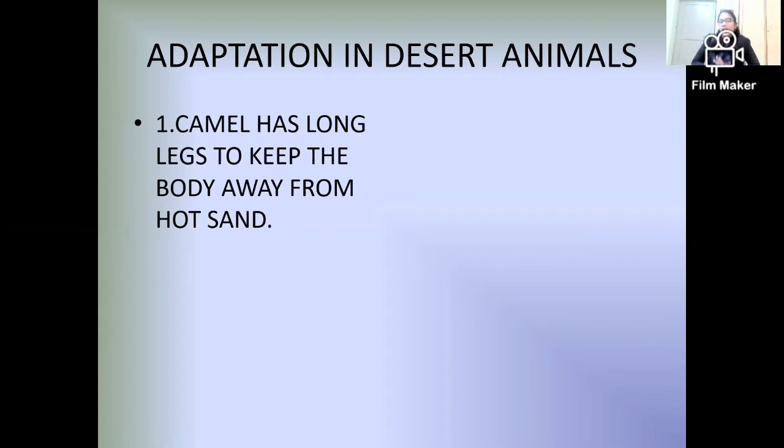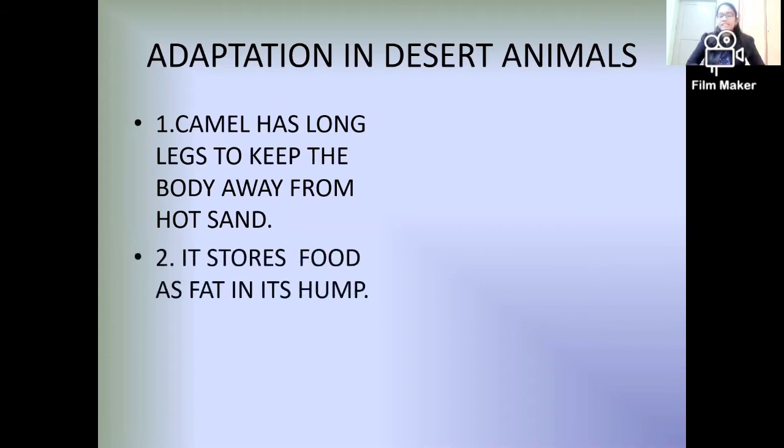Now, the first adaptation of the camel is that it has long legs, and these long legs keep the body away from the hot sand. Because if it had shorter legs, the heat would easily transfer into the body. Due to its long legs, its body is kept away from the hot sand. Second, it stores food as fat in its hump. It doesn't exactly store food in its hump. It has fat in its hump, and that fat comes from the food it eats.